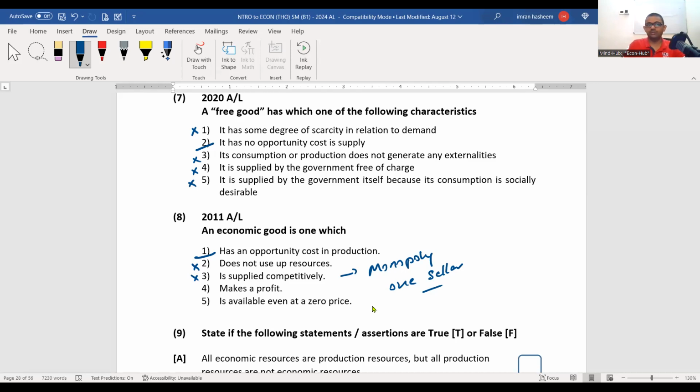Makes profits? No. Just because you are producing and supplying an economic good doesn't mean all firms are making profits. No. Is available even at zero price? Yes, economic goods can be available at zero price, but we don't judge between an economic good and a free good based on whether there is a price or not. Remember, right? We are clear on that. So we eliminate that. Correct answer number 1.